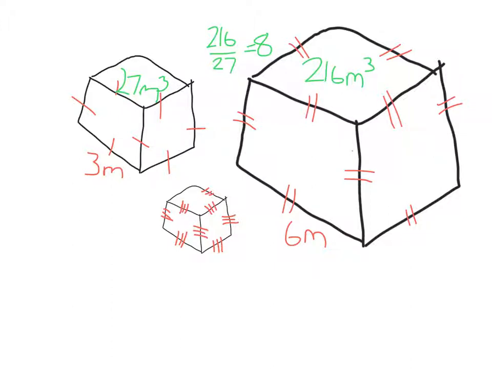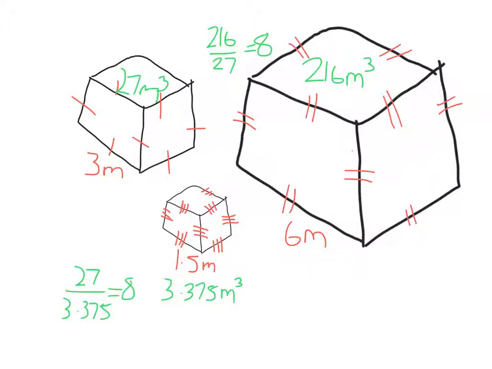So let's look at the smaller one now. I'm going to give it a side length of 1.5 meters. So that means each side has been halved from the original cube. So finding the volume of this shape here, it's just 1.5 cubed, which gives me 3.375 meters cubed. So the original volume was 27, and the new volume is 3.375. So once again, the volume scale factor is 8.